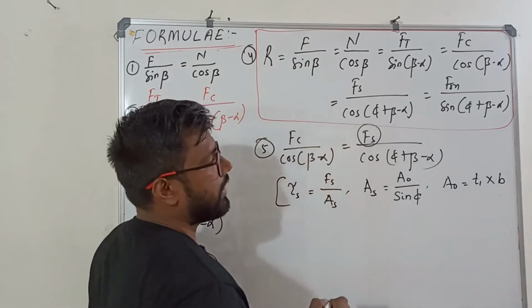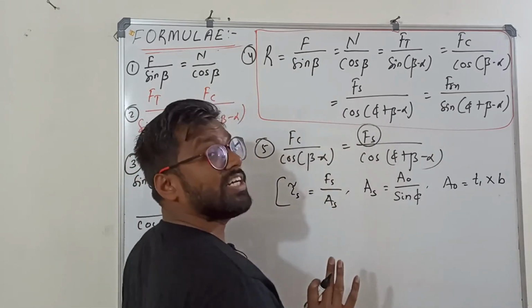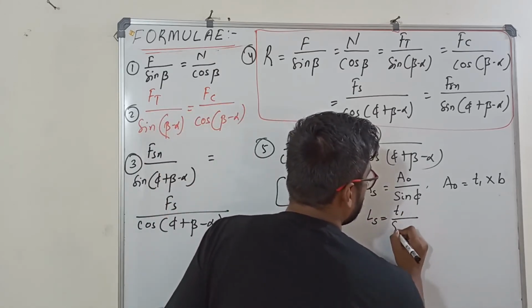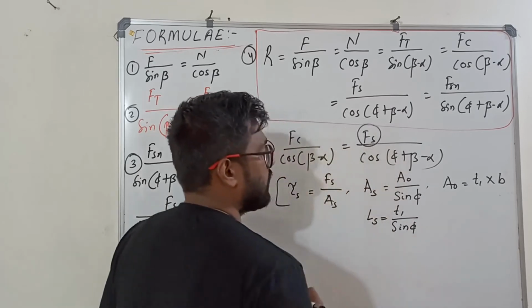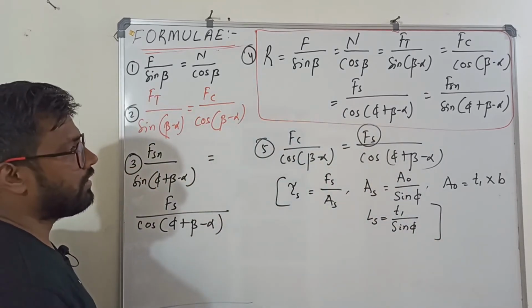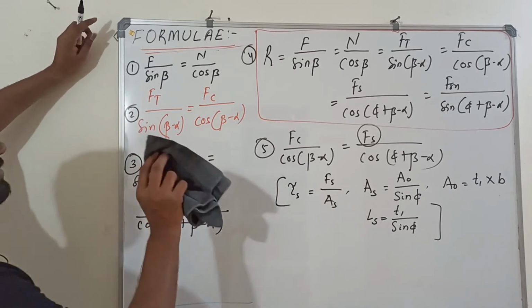Sometimes they can also ask you what is the shearing length. What is the shearing length? Ls. Simply you write t1 by sin phi is your shearing length. Okay, understood? Got it? Pause the video, note it down. I'm going to erase it. So this was your fifth formula.